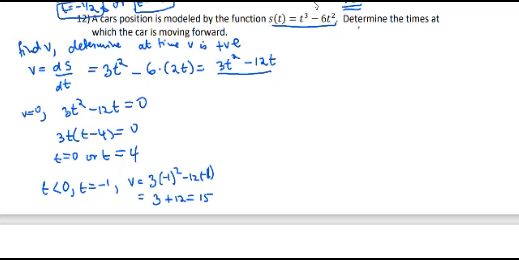So when t is between 0 and 4, for example, if we pick t equals 1, we get that the velocity is 3 times 1 squared minus 12 times 1, which is equal to 3 minus 12, which is equal to -9. So the velocity is negative between 0 and 4 seconds, which means the car is going back, is backing up.